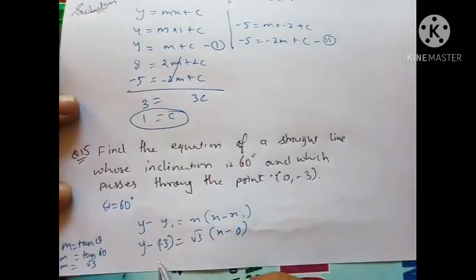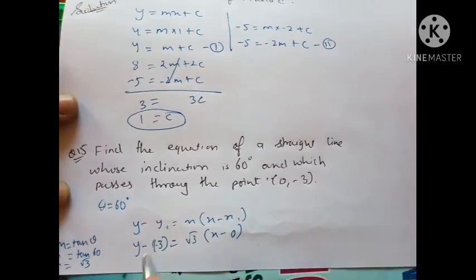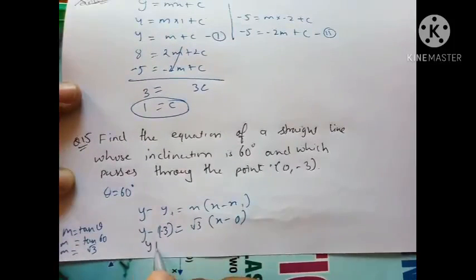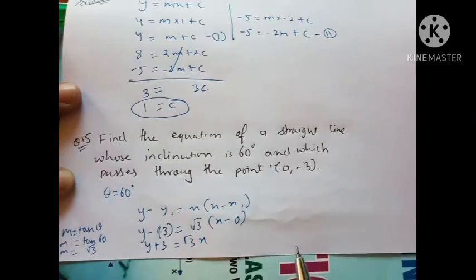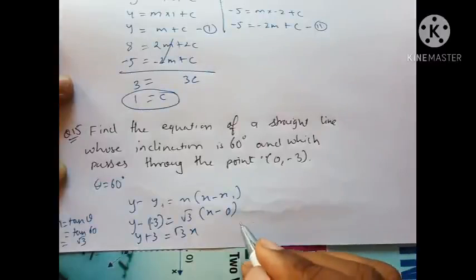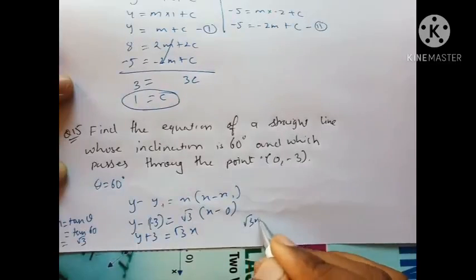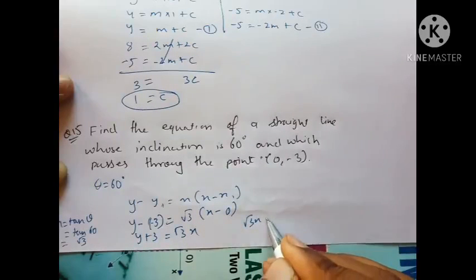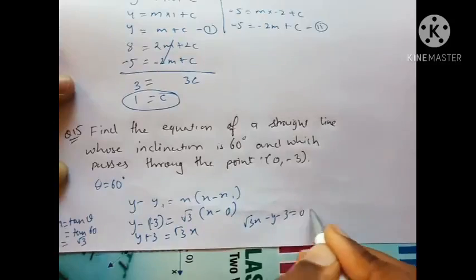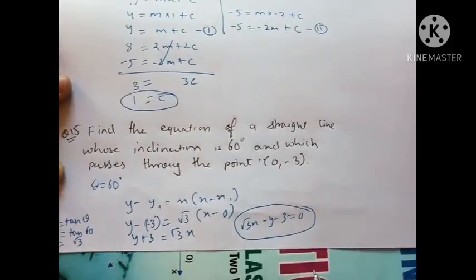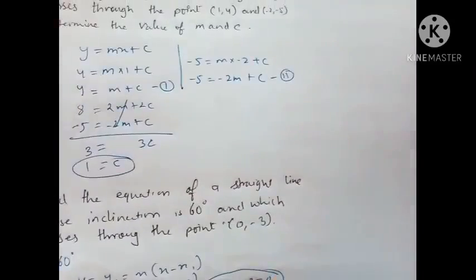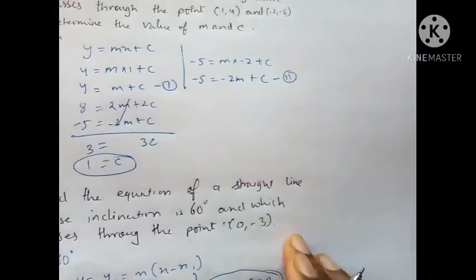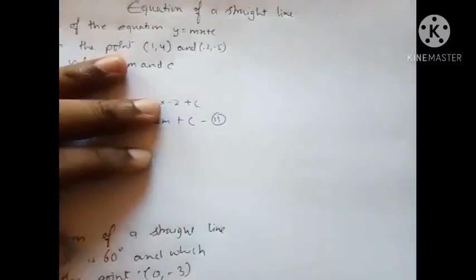Is that okay, everyone? Now what is the equation that I'll be getting? y plus 3 equals root 3 x. So what's my equation? The equation that I have is root 3 x minus y minus 3 equals 0. This is the equation that I have. Okay, so that's how you will be solving these questions. We'll also be doing question number 19.